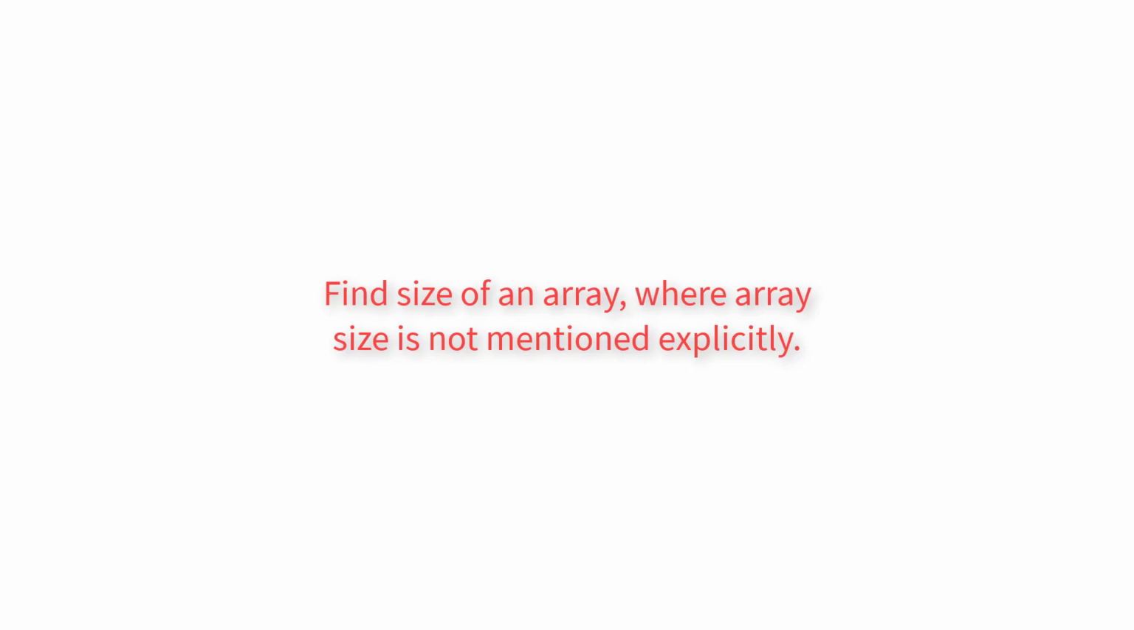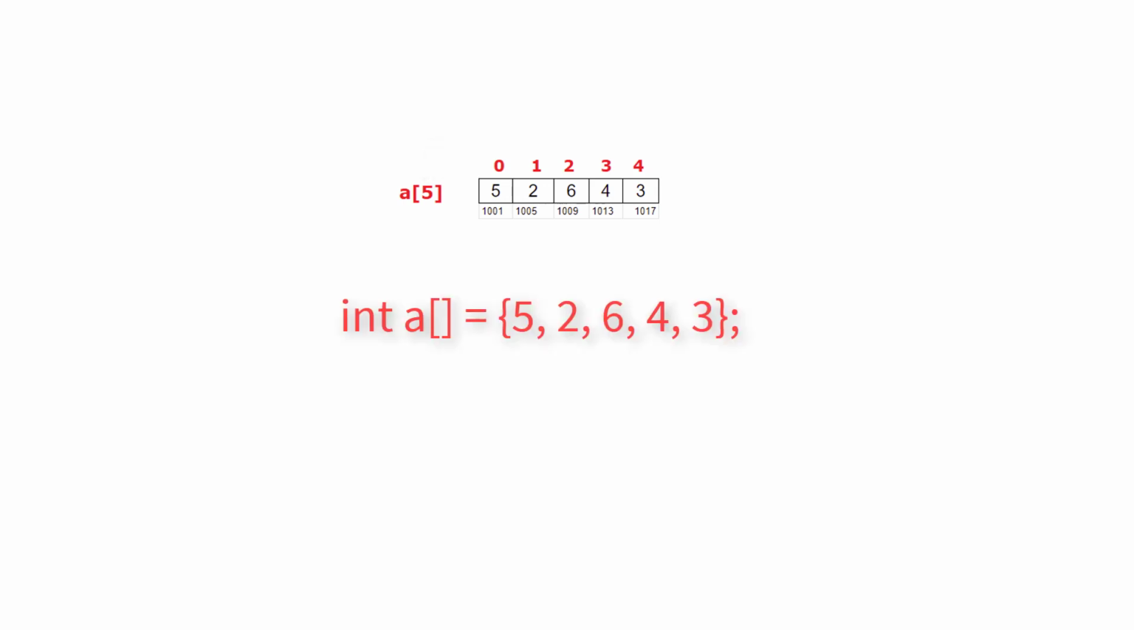Let's write a C program to find the size of an array where the array size is not mentioned explicitly, that is, the number of elements present inside the array. Let me show that to you with an example. In this case, a of 5 is mentioned. That means the array has 5 elements. What if it's written like this, wherein the size is not mentioned explicitly?